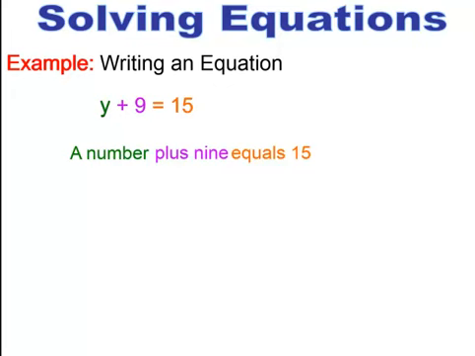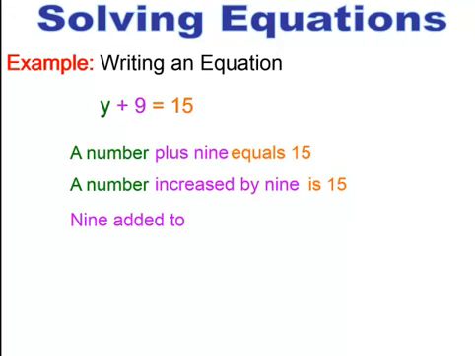So this is the direct sentence that would equal the equation. So if you're given this sentence, you would be able to write the equation. Other ways that you may see this written in words would be a number increased by 9. So if you see increased by 9 and you're writing an equation for the words, you would use addition. And you would see is 15. A commonly used word for equals is the word is.